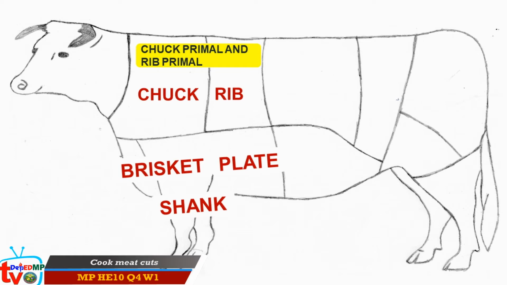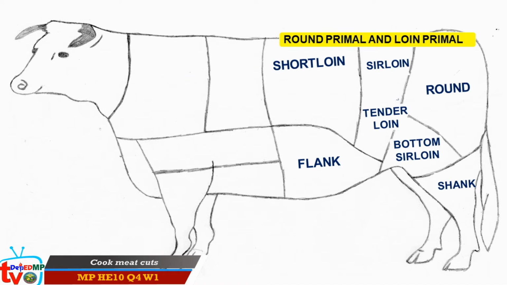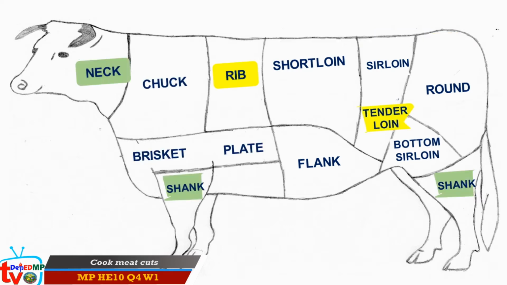The chuck primal and rib primal are located in the forequarters with subprimals of plate, brisket, and shank. The round primal and loin primal are in the hindquarters with subprimals of short loin, sirloin, tenderloin, flank, and round. The most tender cuts of beef, like the rib and tenderloin, are the ones furthest from the hoof and the horn. By contrast, the neck and leg muscles are worked the most, which makes them tougher.